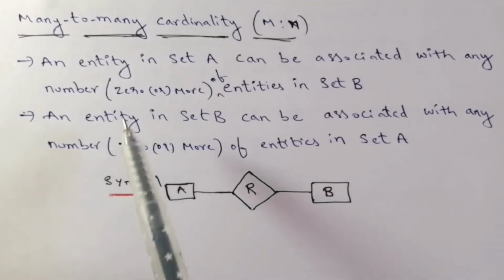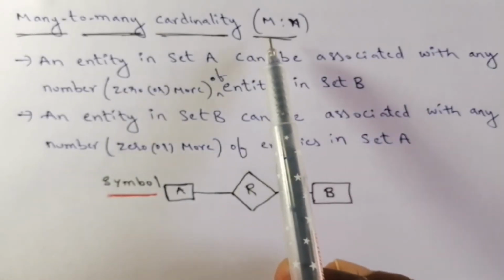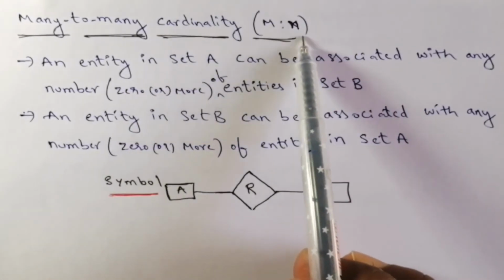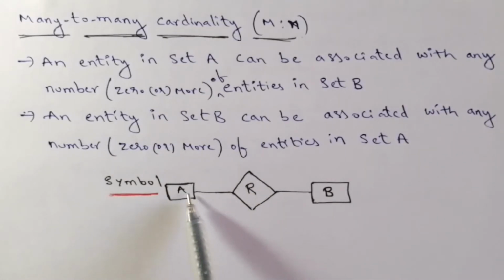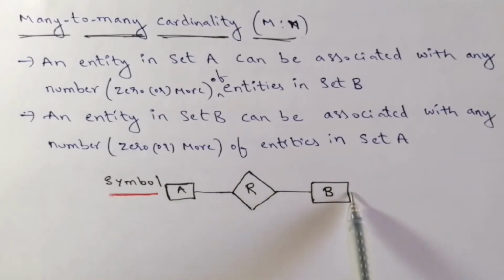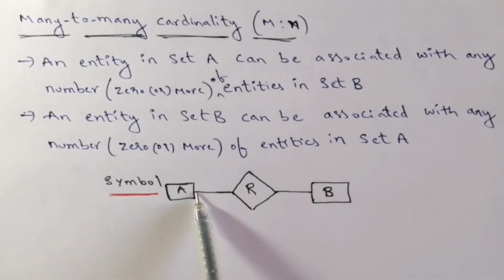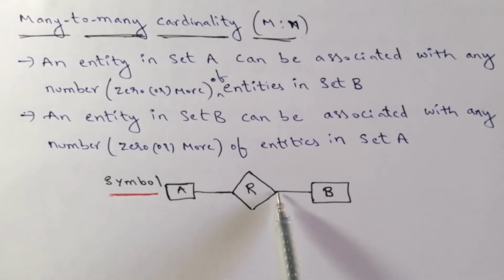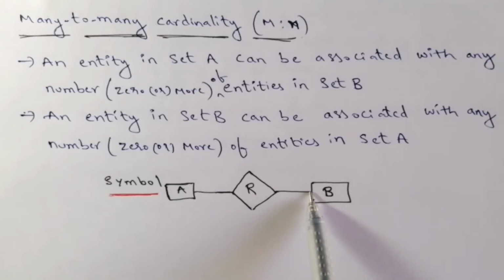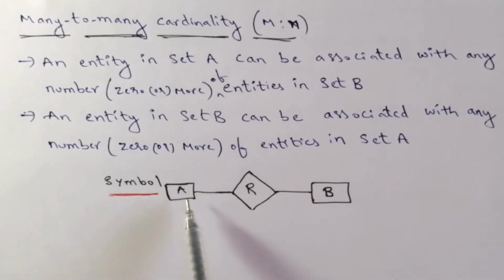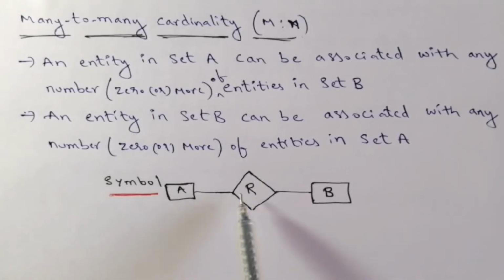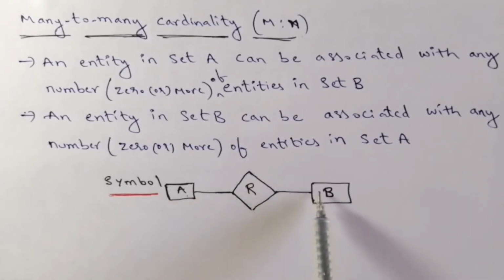Many to many cardinality is specified as M is to N, right? Here we have a relationship and two entities. Normally, many to many is specified by a normal line, that is, we are not going to have any arrows. If we have one, we are going to have an arrow. These are the symbols, right?